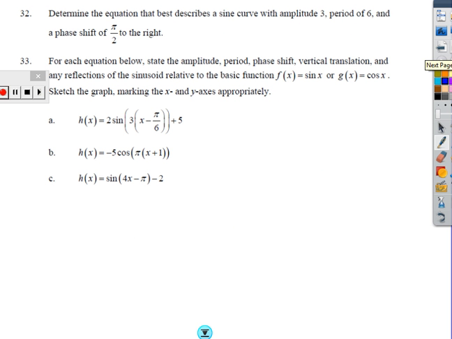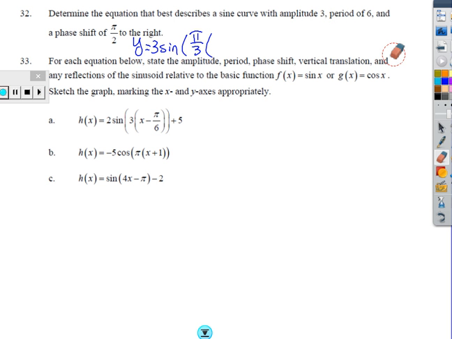Now next, I've got to determine the equation that best describes a sine curve with an amplitude of 3. I know right off the bat I can write down y equals 3 sine x, because I have the amplitude. And I'm told that the period is 6. So let me use that to help me find k. So 6 equals 2 pi over k. That gives me 6k equals 2 pi. And I divide by 6 on both sides. So I'll wind up with k equals 2 pi over 6, which is pi over 3. So that means I can write pi over 3 right here.